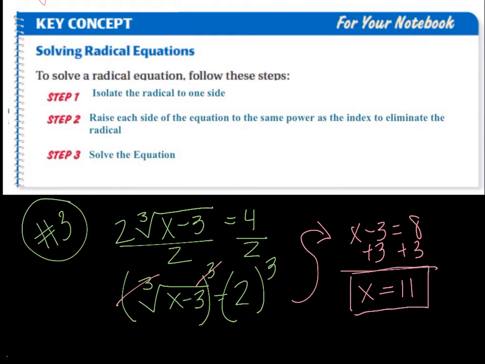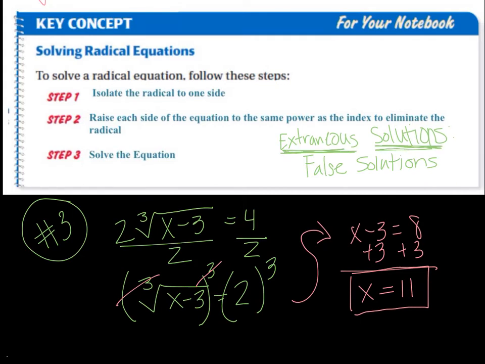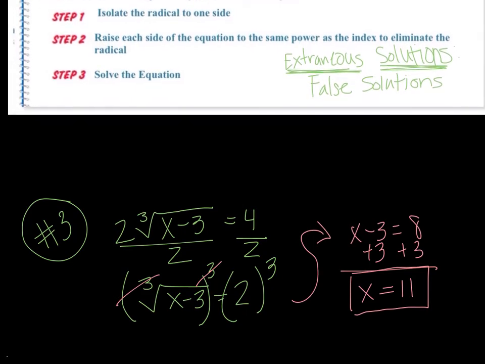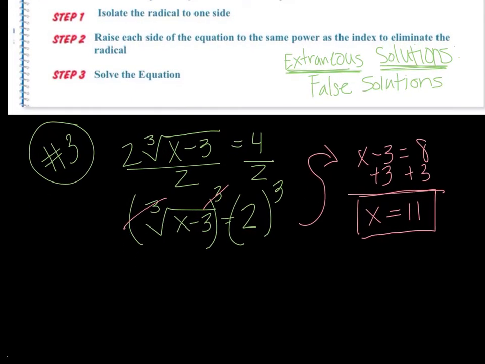Now, it says solve each radical equation, but be sure to check for extraneous solutions. Extraneous solutions are just solutions that aren't true. So when it says to check for extraneous solutions, that means if you get a solution of x equals 11, you need to go and check and make sure that x equals 11 doesn't make underneath your radical an impossible value.